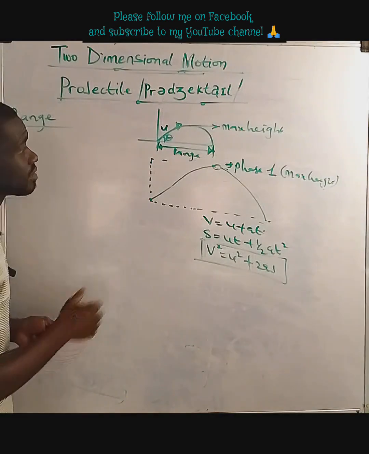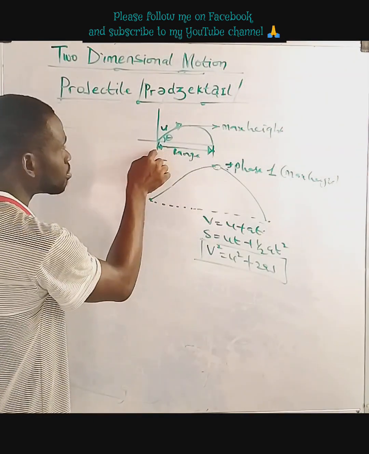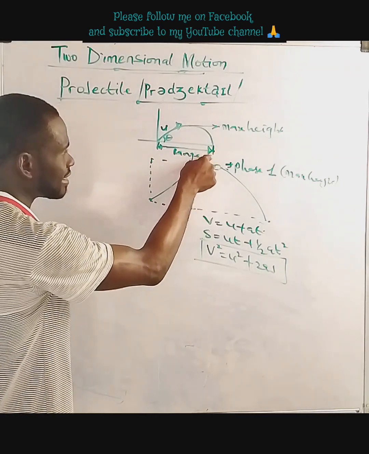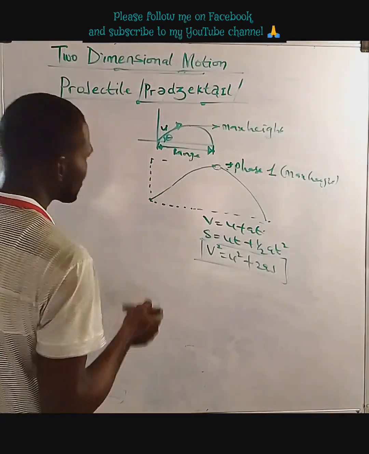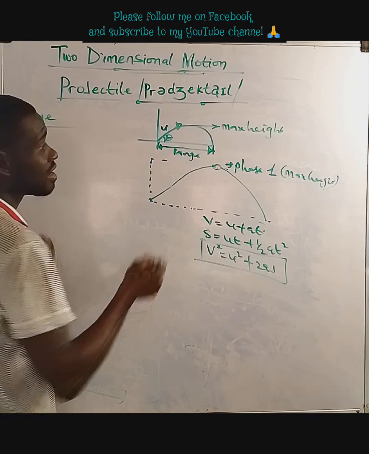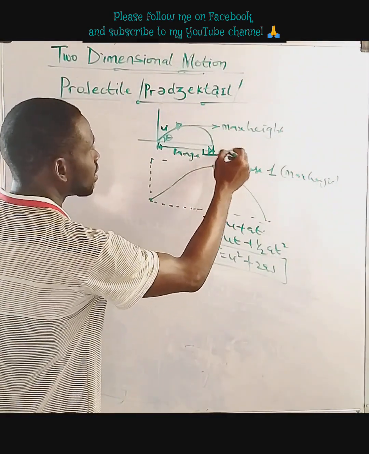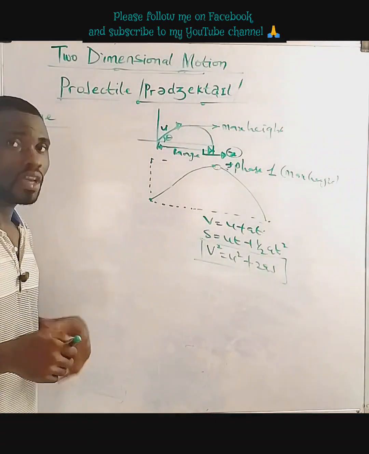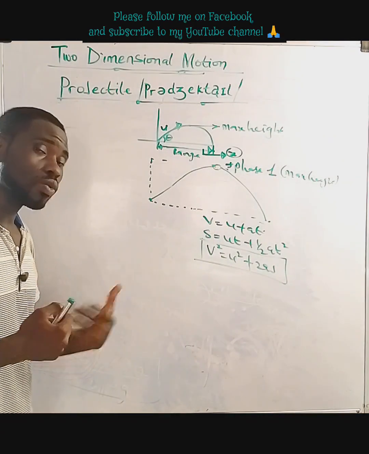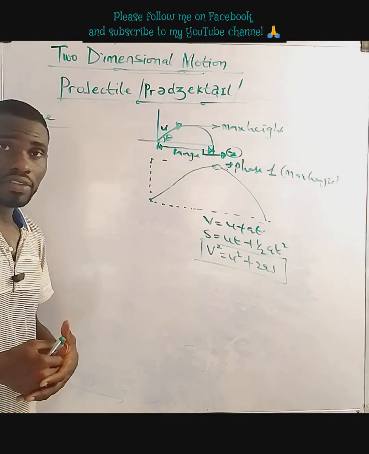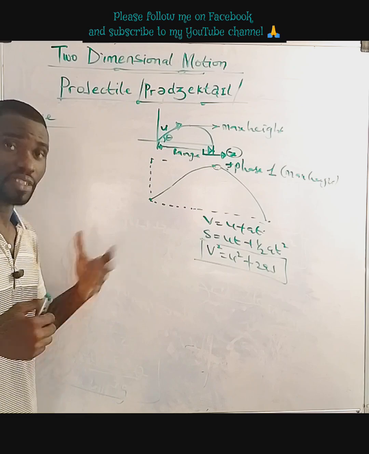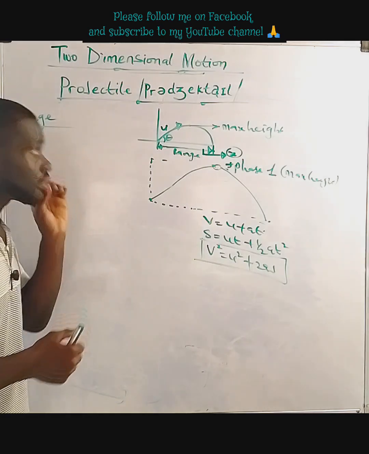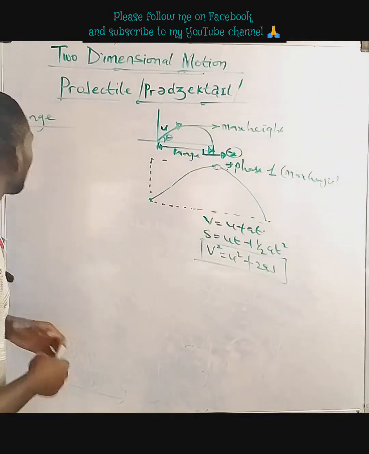When we talk about range, it's simply the distance between the point of projection and the point of landing, to where the body lands. So it's the distance on the straight line along the x-axis. Here, everything we're talking about is along the x-axis. Don't forget the past two terms we talked about, the time of flight and the max height, were along the y-axis. But this time around, we're talking about stuff along the x-axis. So let's see how we get the range.